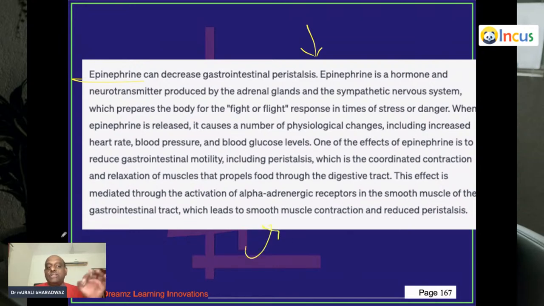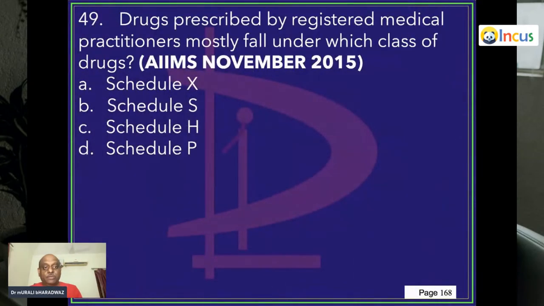And this effect on GI motility, where it decreases the peristalsis and the coordinated contraction and relaxation of muscles, is all because of the epinephrine's action on alpha adrenergic receptors on the smooth muscle of the GIT, is what you need to remember, doctor.